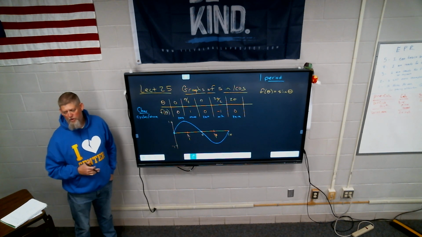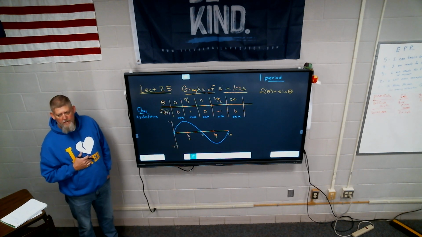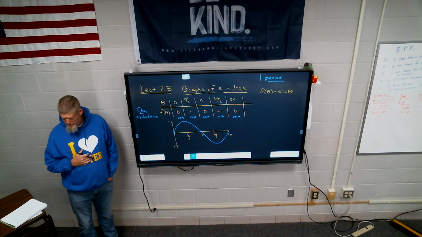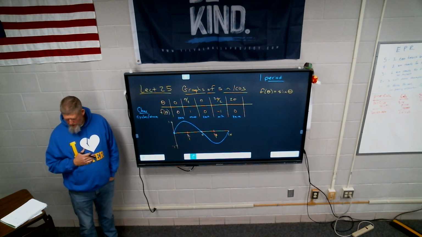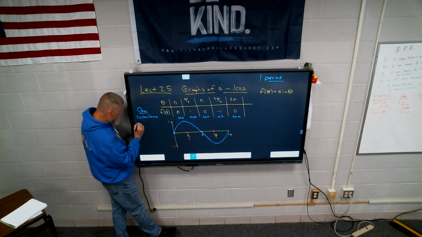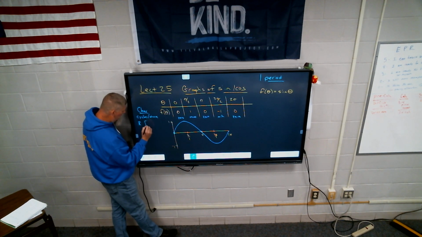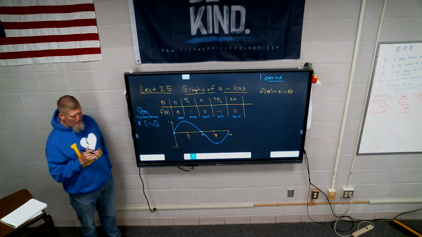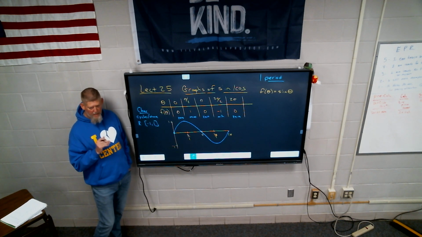Now give me some other characteristics, some basic characteristics of this function. Yes, what's one? The minimum is -1 and the max is 1. So what's that called? The range. So the range, I'm just going to put an R, is going to be -1 to 1 brackets. Because it does actually get to -1. It does actually get to 1.